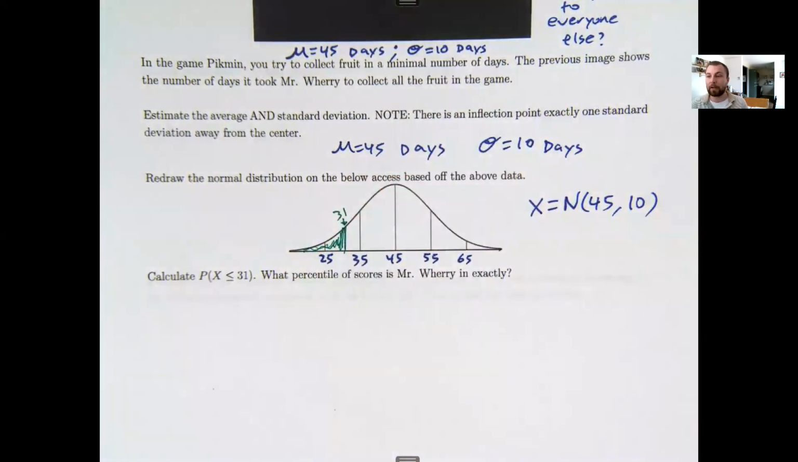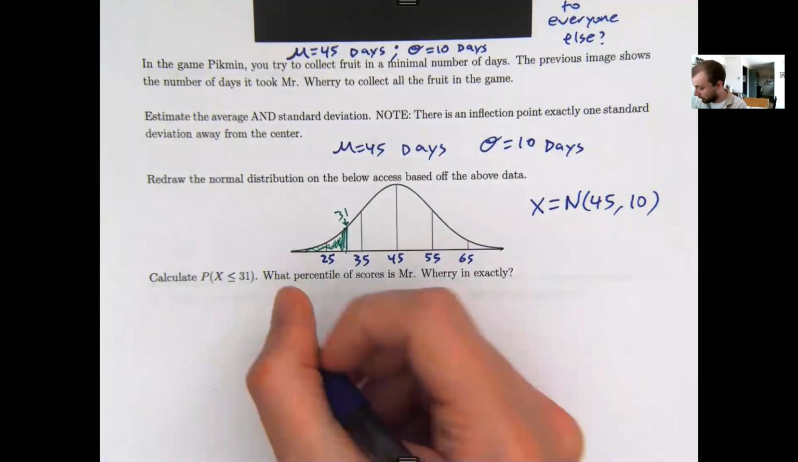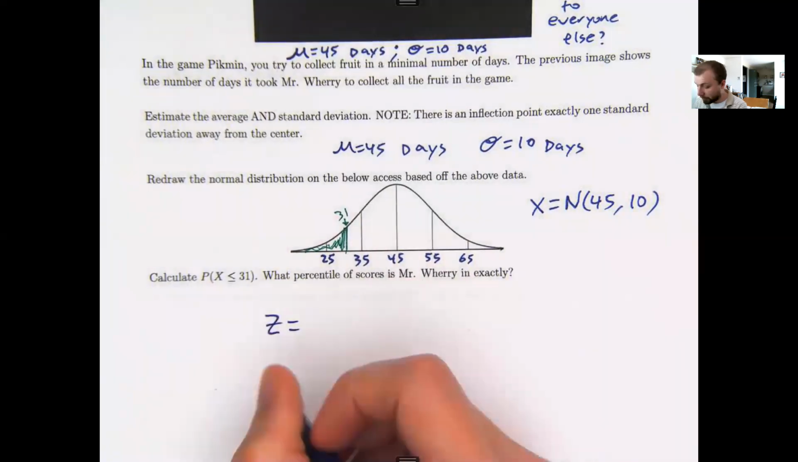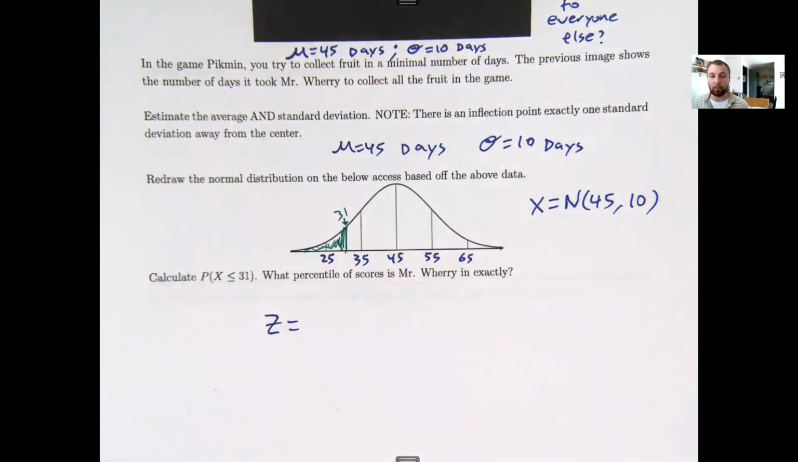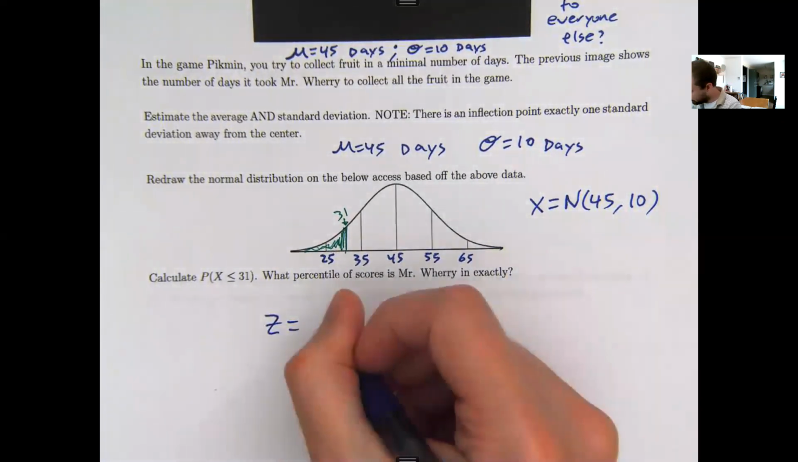If you're following along at home, go ahead and pause the video and see if you can figure out the z-score for this value now that I have the picture. And see if you can find the probability using that normal table. Assuming you paused it and gave it a go, let's try it out together.